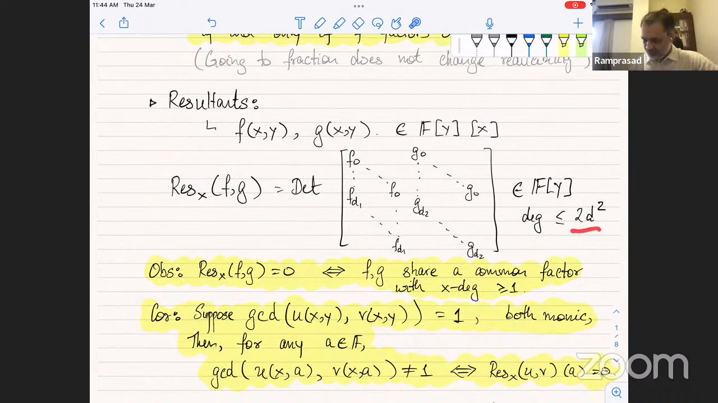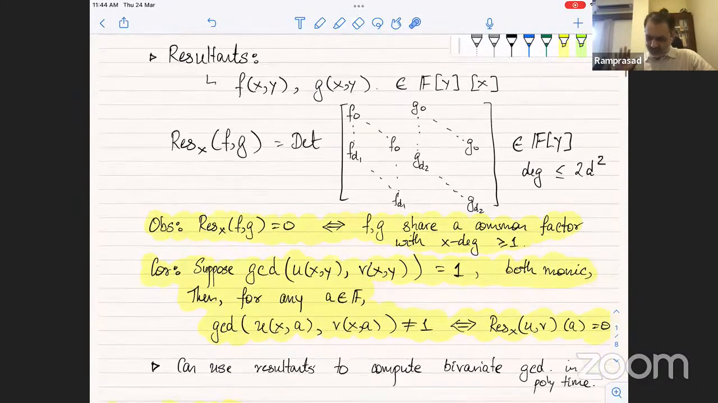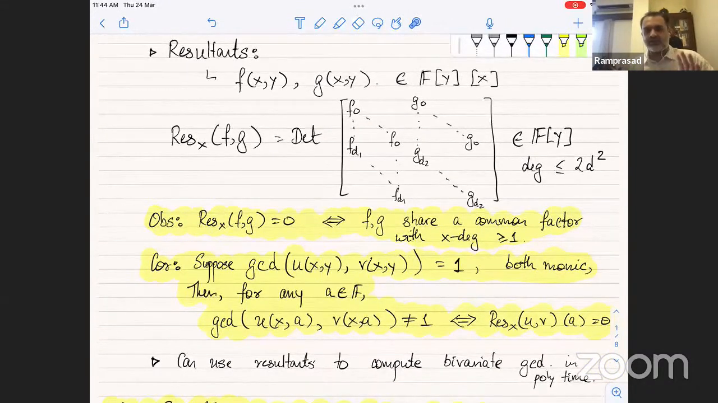Things like this will be useful because you can say how many different a's can make the resultant equal to 0. Well, it's a degree 2d squared polynomial, so there can be at most 2d squared many such a's. So it lets you capture it in that sense. And we just used this to come up with an algorithm to compute bivariate GCD in polynomial time. We just piggybacked on the univariate GCD by doing these projections and computing it. It's okay if you didn't completely follow the bivariate GCD algorithm, just take that for granted.